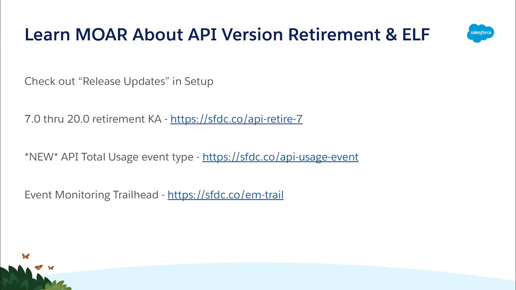This initial launch of the API Total Usage event is limited to a handful of common fields shared across the API families and restricted to requests made to versions 30 and below to support the retirement programs. We'll enrich this event with more data in future releases. In the meantime, please connect with these resources to learn more.